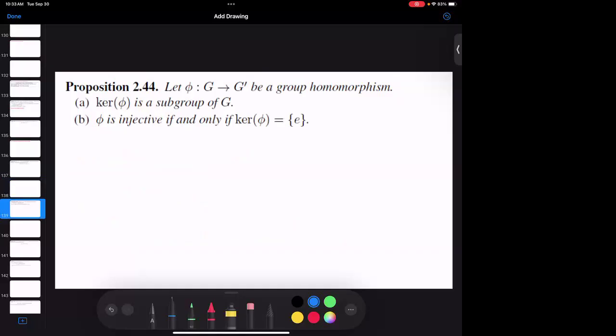Okay. So if we have a group homomorphism between G and G prime, the kernel of phi is a subgroup of G. We just proved that, in fact, right? So the first half of Proposition 2.44 we just did. The next one is: phi is injective if and only if the kernel of phi is the identity.